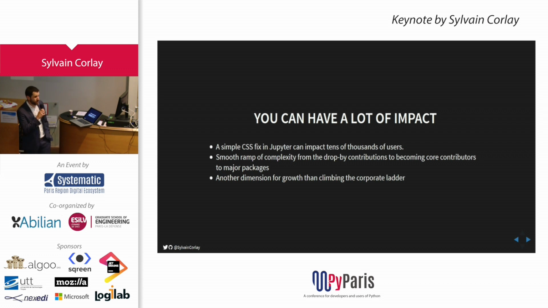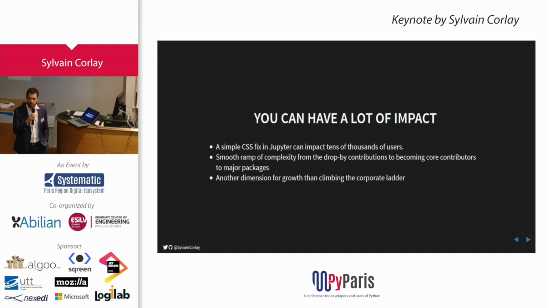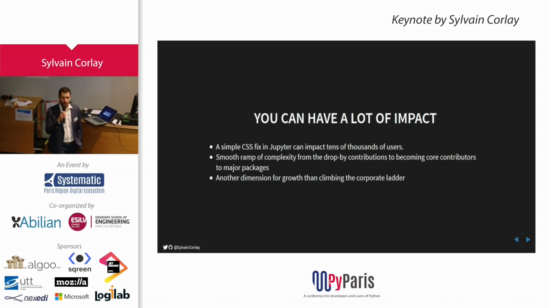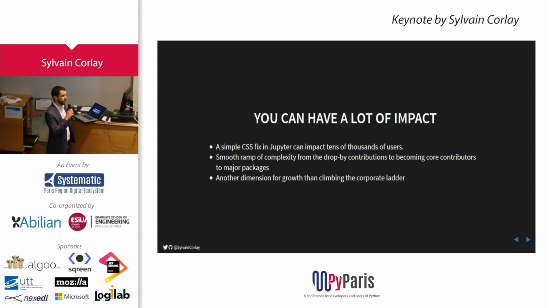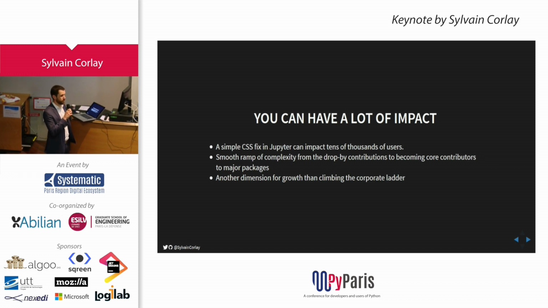So, for example, you can have a lot of impact. A simple CSS fix in Jupyter can impact tens of thousands of users. And a lot of people will be thankful because this annoying bug that they were observing is not there anymore. This may actually be making the difference in terms of adoption, or of finding some key contributor in the future. There is a smooth ramp of complexity from drive-by contributions to becoming a core contributor to major packages. So start small and make simple contributions first. They will be greatly appreciated by the core developers, also because most of the time they are overwhelmed with the amount of work they have to produce and the maintenance burden of these open source software.